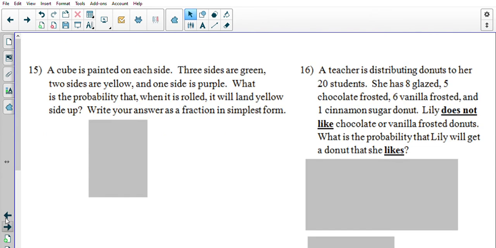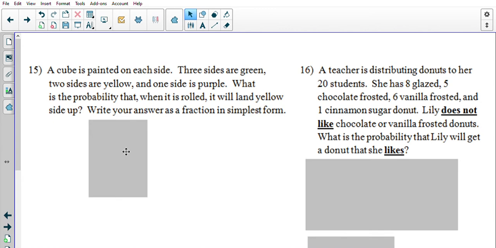All right, number 15, moving right along through these. A cube is painted on one side. 3 sides are green, 2 sides are yellow, and 1 side is purple. What is the probability that when it is rolled, it will land yellow side up? Write your answer as a fraction in simplest form.